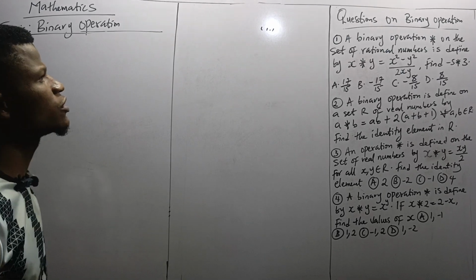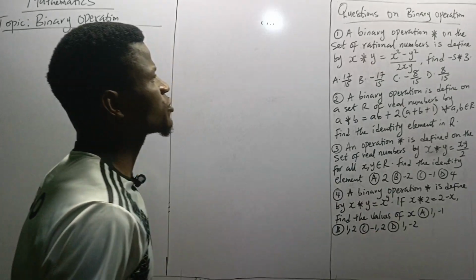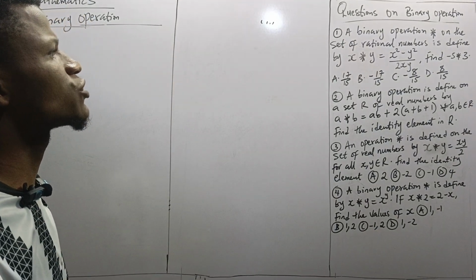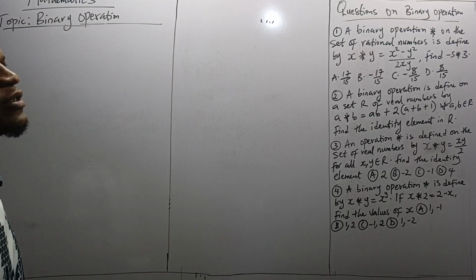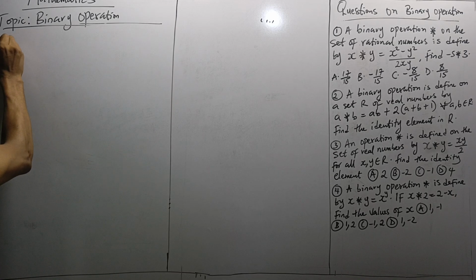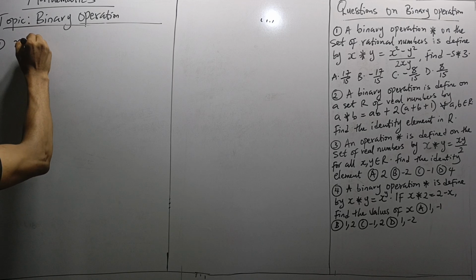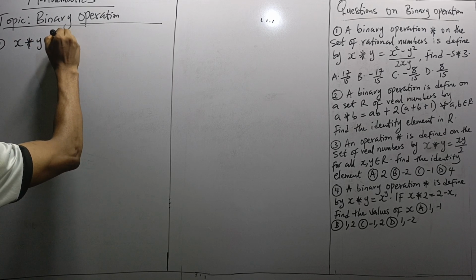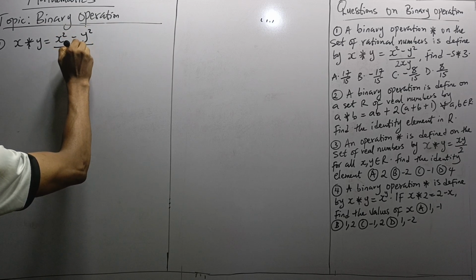Our next question is, a binary operation star on the set of rational numbers is defined by x operation y equals x squared minus y squared over 2xy. Find the value of it. So we get started. That is our next question. So we have x operation y equals x squared minus y squared over 2xy.